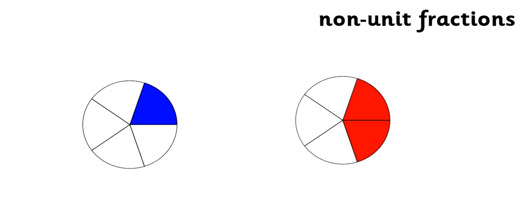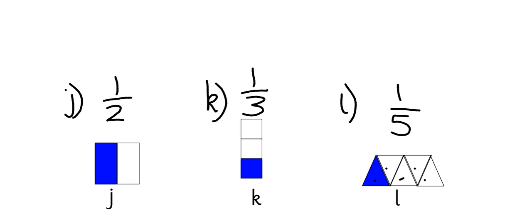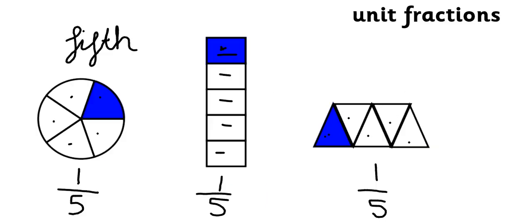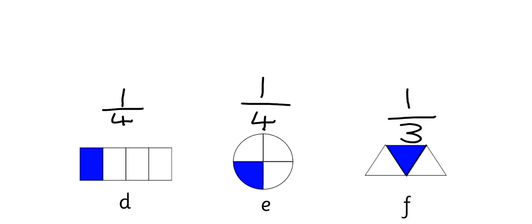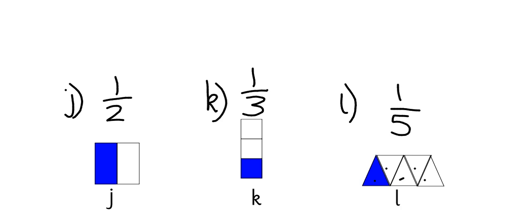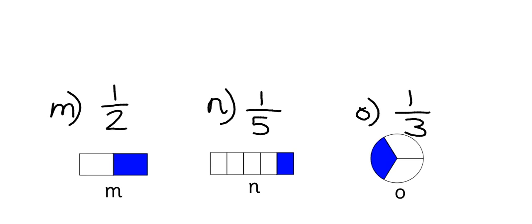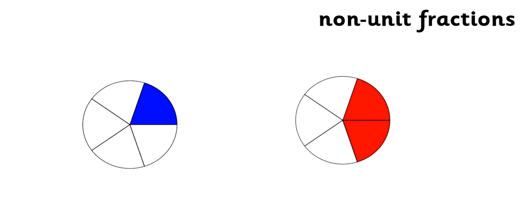What do you notice about all of these fractions so far? What's the same about every fraction that we've looked at? They all have one part coloured in. They all have 1 as the numerator, the top number. We're now going to move on to think about ones with more than 1 part coloured in.